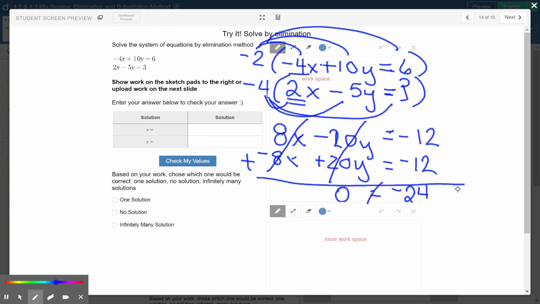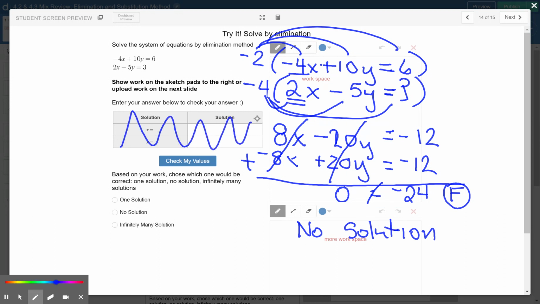0 can never equal negative 24. So this is a false statement. So this would be a no solution. Now the x's and y's we don't need because they wiped out. So we cannot have a one solution because the x's and y's wipe out. The answer itself is no solution because it's a false statement. So when the x's and y's go away and we're left with a number that does not equal itself, we would get a no solution for an answer.